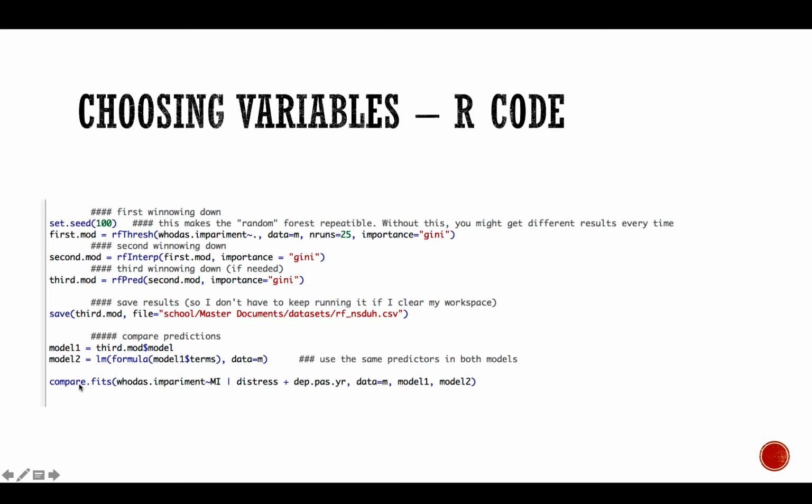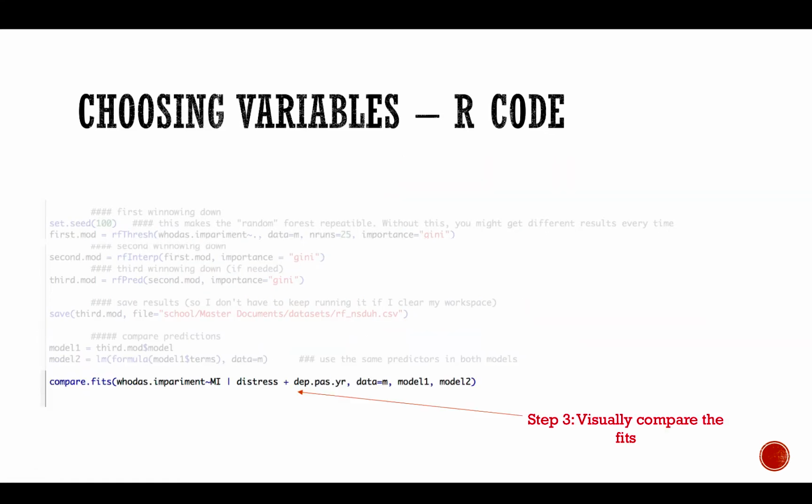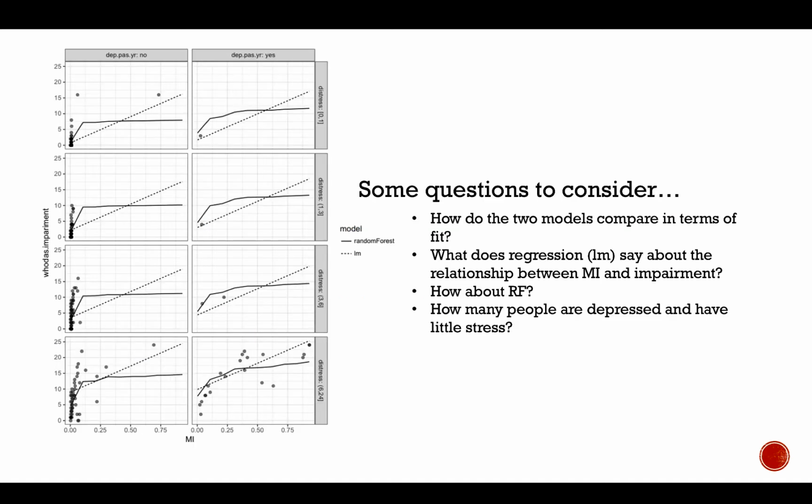And then this function right here, compare.fits. Oh, look at that. I'm already going through there. All right. It visually compares the fits, and so it will show random forest in one color and regression in another. And by the way, y'all owe me big time for this one, because this is going to be super, super helpful, especially as we get to generalized linear models. But it's really helpful anytime you're trying to decide between two different ways to model the data. It's very convenient to be able to show the predictions on one graph. So here's an example of that.